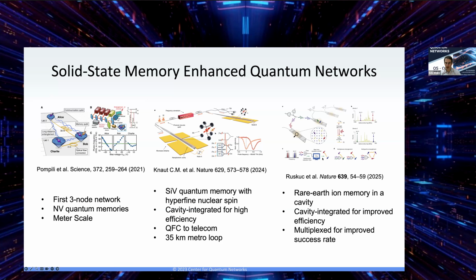Another work from Caltech, from the Faraon group, used rare earth ion memories in order to distribute entanglement. This is also a lab scale experiment, but it was interesting because it was able to multiplex many of these together, allowing you to significantly increase the rate of entanglement. So the protocol they developed could in principle be used to enhance the entanglement distribution rate.